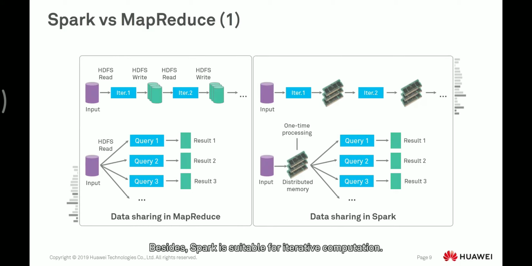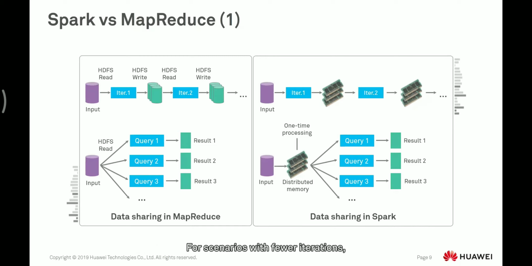Besides, Spark is suitable for iterative computation. If repeated operations increase, more data needs to be read, and Spark computing brings greater benefits because intermediate data of Spark is stored in memory. So the performance of Spark is over 100 times higher than that of MapReduce in specific scenarios with multiple iterations.